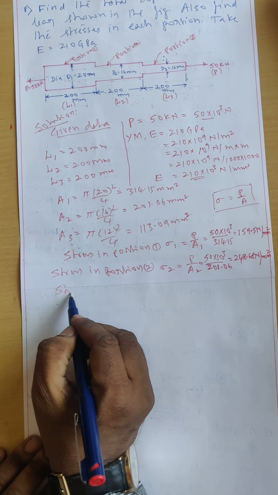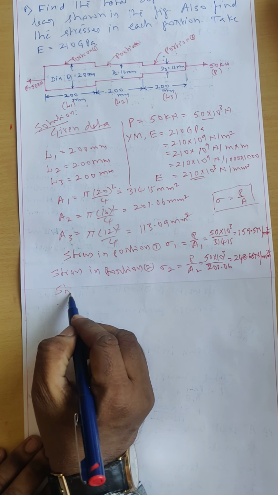Now we have to calculate total change in length. Total change in length is represented by delta L. It is nothing but change in length of portion 1 plus change in length of portion 2 plus change in length of portion 3. What is the general equation? We have change in length, delta L equal to PL by AE, is the general equation we are taking.